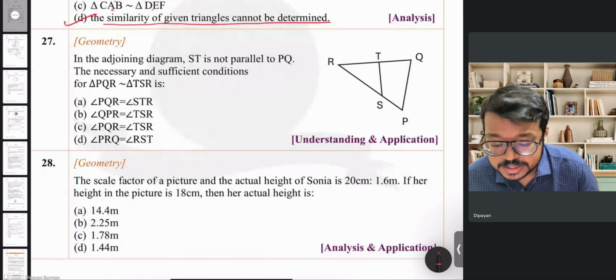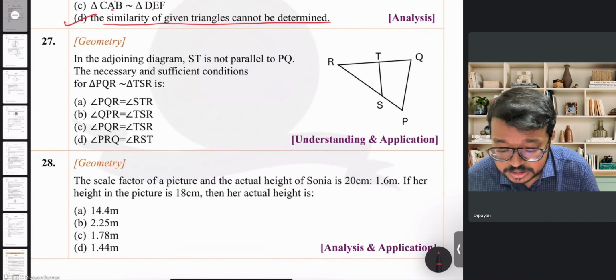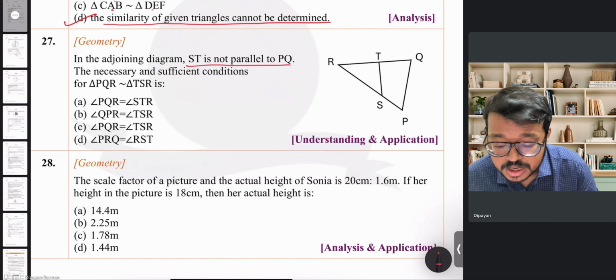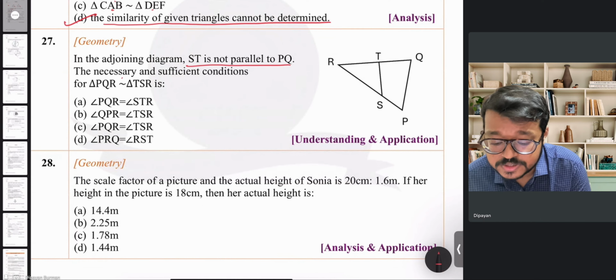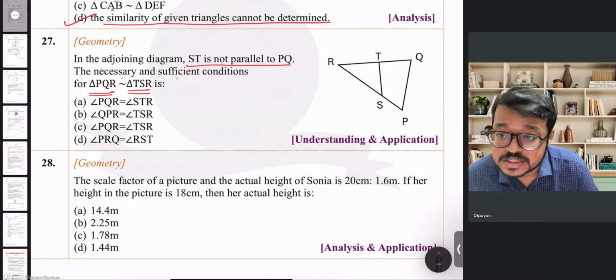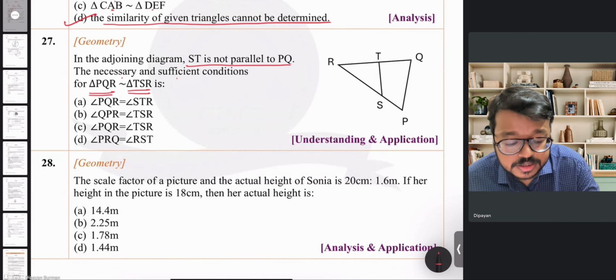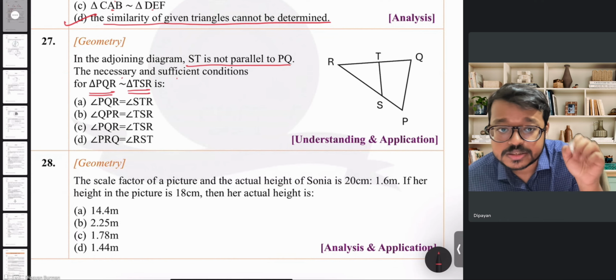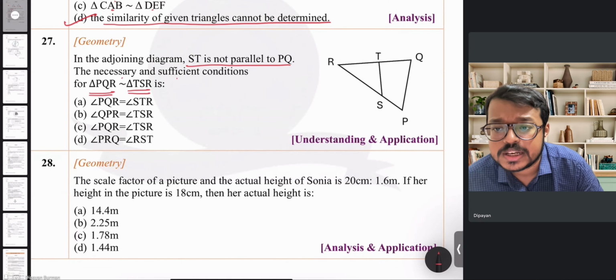Okay, then the next question is, in the adjoining figure, ST is not parallel to PQ. Then the necessary and sufficient conditions to say that triangle PQR is similar to triangle TSR will be what? So if I look at the figure, PQR is the larger triangle, the biggest triangle you can see, and TSR is the smaller triangle to the left.